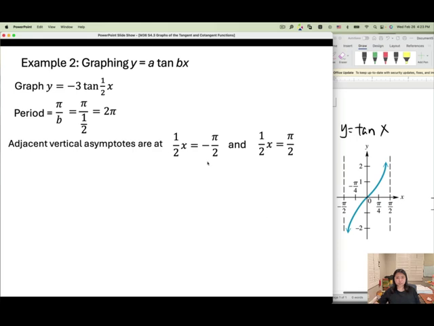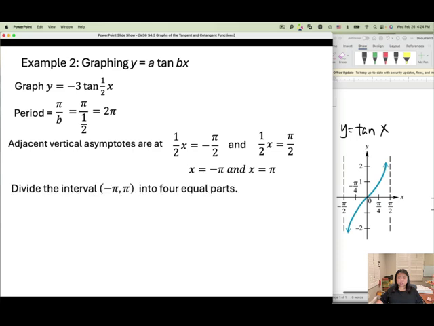Solve for x. So you're going to times 2 for both sides. So x equals negative pi and x equals pi. Now we're going to divide it into 4 equal parts here, and then use the half and half method. Add it up, divided by 2. And then add it up, divided by 2. Add it up, divided by 2. You're going to get all the x values.